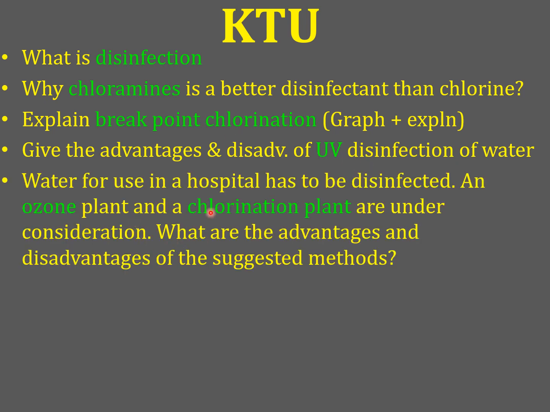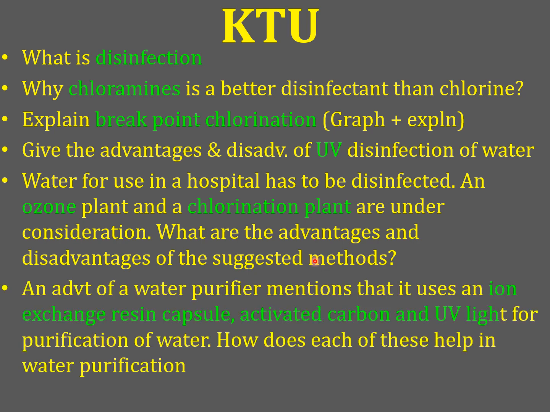The fourth question is an application level question. The question is asking, for an ozone plant as well as a chlorination plant, what are the advantages and disadvantages? And the fifth one, again an application level question. Here, ion exchange resin capsule, activated carbon and UV light are given. What are the functions? We know that ion exchange is for removal of hardness, activated carbon for removal of organic matter and excess chlorine, etc. UV light for disinfection.